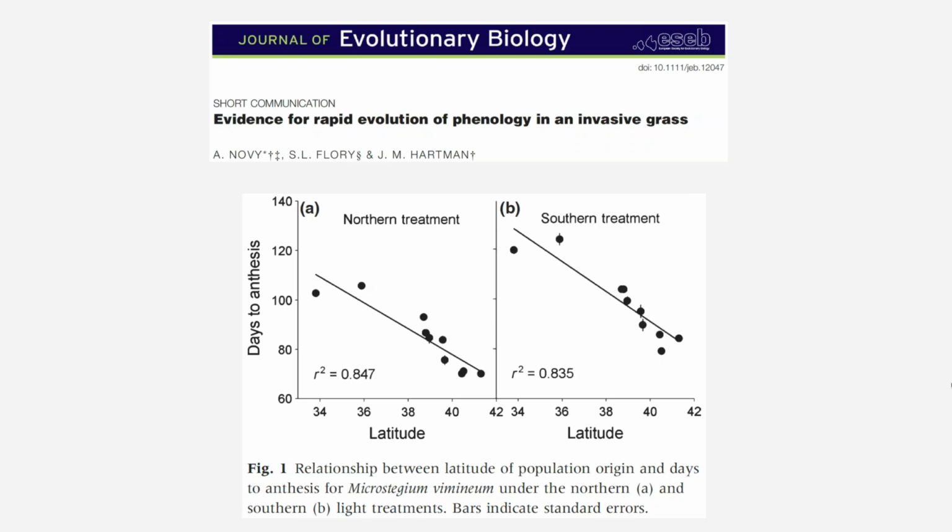And we found a very striking pattern, whether we exposed the plants to a northern light treatment or a southern light treatment. Plants that were from more northern latitudes flowered much sooner, so fewer days to flowering. Ones in the south took much longer to flower. And to orient you here, the first record of introduction of Microstegium was in Tennessee in 1919. Doesn't mean that's where the species was introduced, just where it was put into an herbarium.